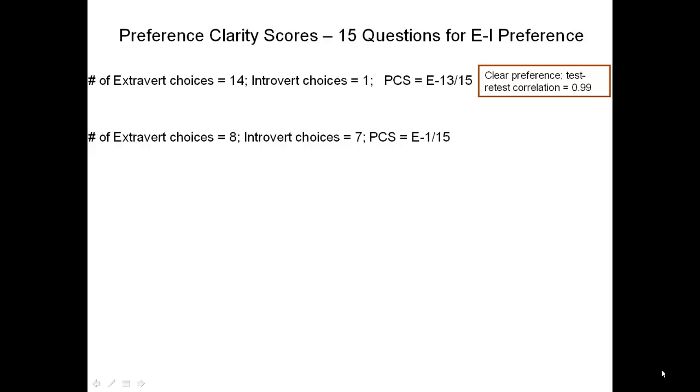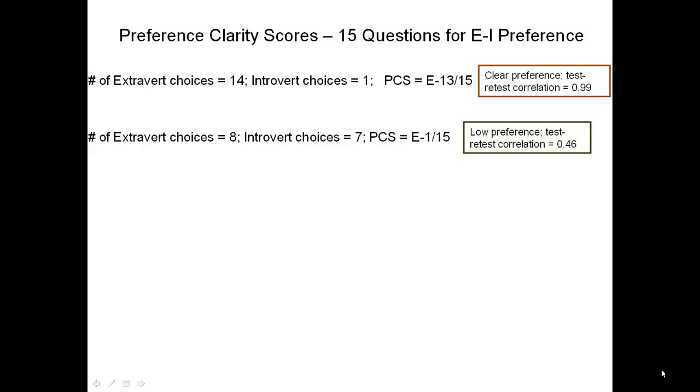If another person chose extroversion only 8 times, the preference would still be extroversion, but now the preference clarity score would only be 1 out of 15. You will note that if the person changed just one of their extroversion choices, they would now score as a low preference introversion. Now the test-retest correlation is only 0.46. Which means that if the person retook the assessment next week, they might change their type from extroversion to introversion.